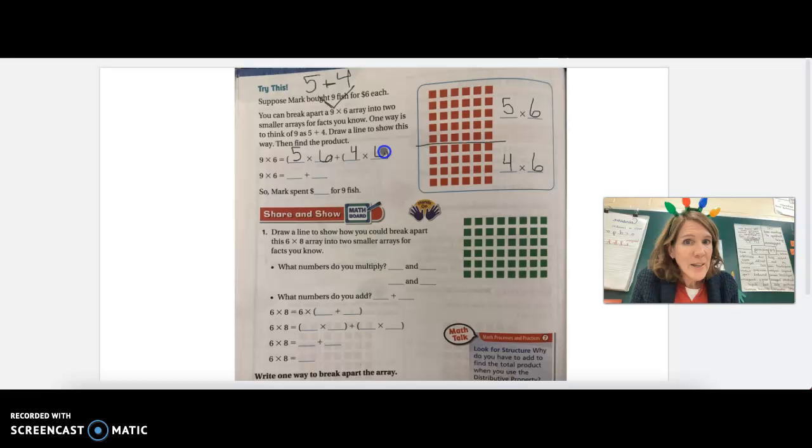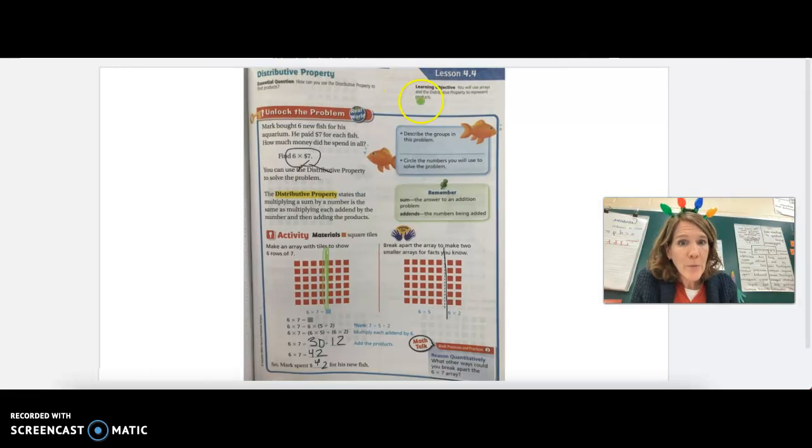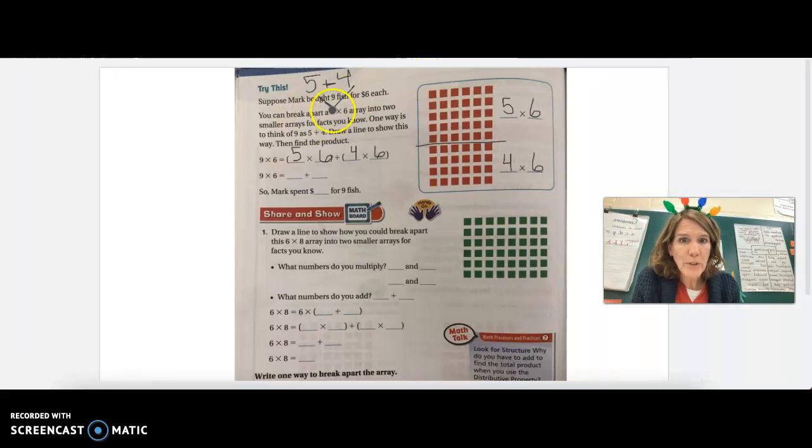So did it matter? In the first problem over here, we broke our second factor. We broke 7, which was the second factor. And in this one, we broke the first factor. We distributed the first factor. Does it matter? No. Either factor, whichever factor you want to break, is totally fine.